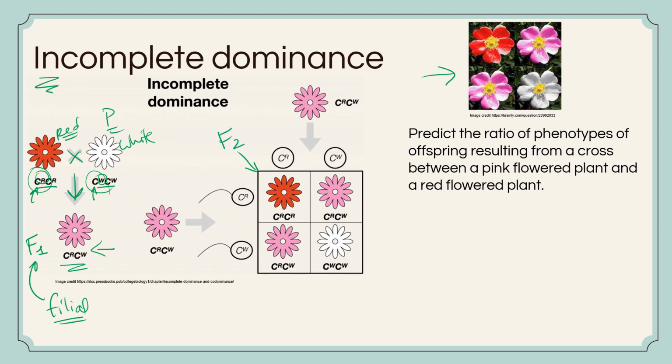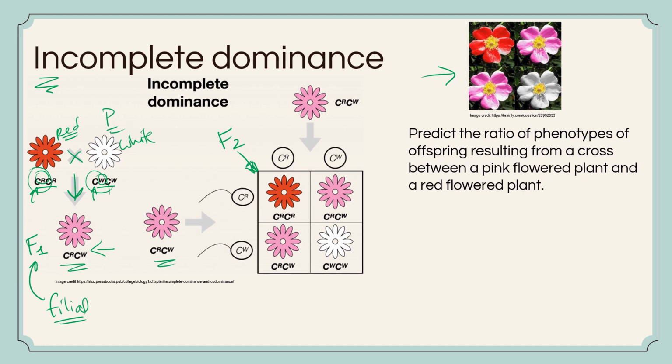We do this a lot with plants and some animals, but not so much with humans, because we don't want brothers and sisters making babies. That's not really healthy or psychologically good for us. But we do it with plants a lot. So this is our F2, or second filial generation.